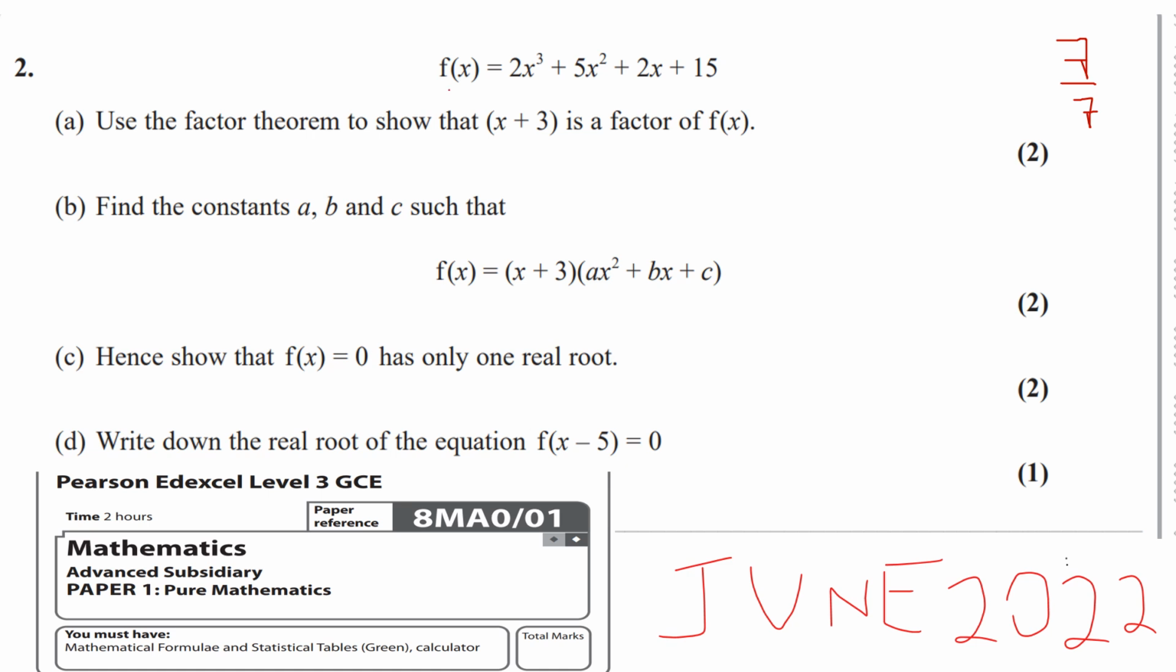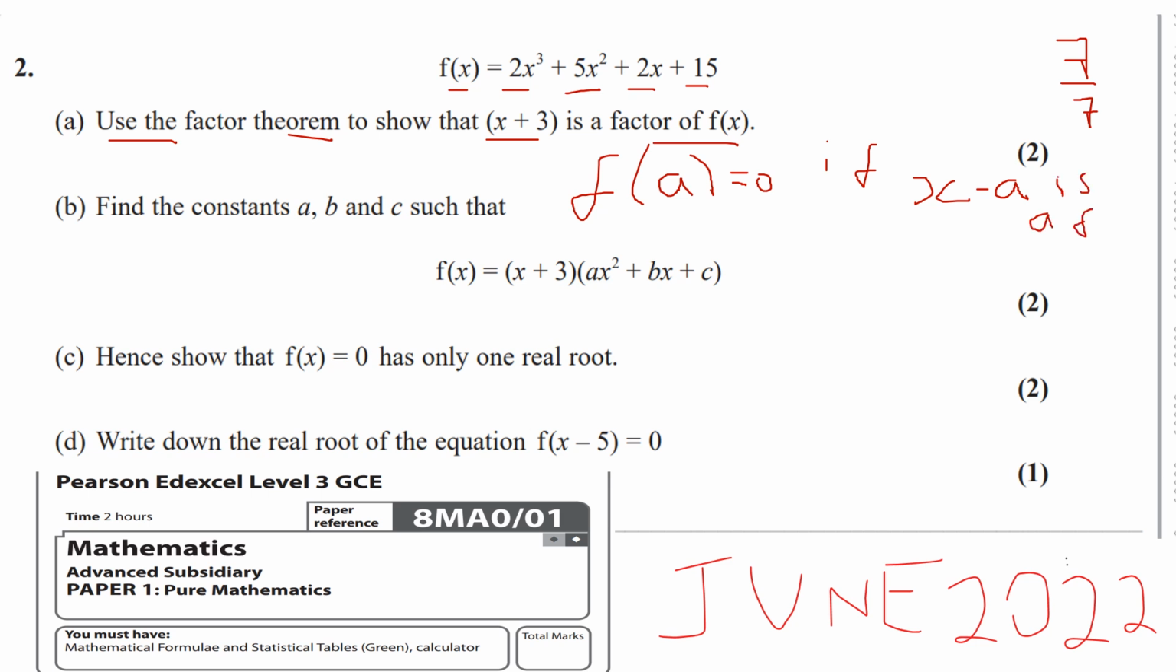Question number 2. f of x equals 2x cubed plus 5x squared plus 2x plus 15. Part A, use the factor theorem to show that x plus 3 is a factor of f of x. The factor theorem states that f of a is equal to 0 if and only if x minus a is a factor. That's the key to remember. Or f of minus a equals 0 if x plus a is a factor. That also works, but I'm just used to doing it as x minus a in my videos.